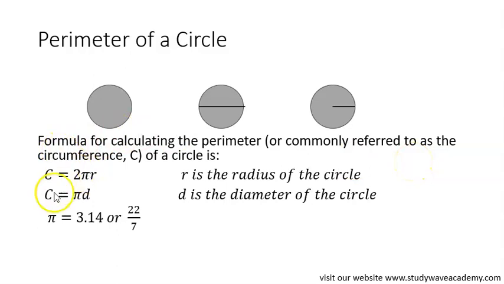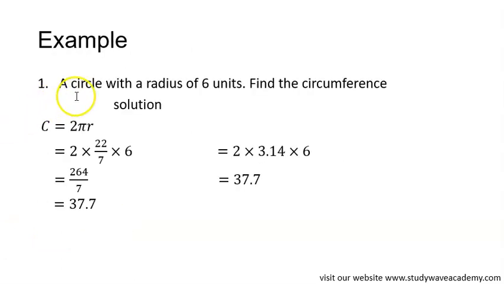And remember, pi is equal to 3.14 or 22/7. This is the number that is going to be representing pi, okay? 3.14 or 22/7, whichever you want to use. Okay, so let's look at some examples. We have here a circle with a radius of 6 units. Find the circumference.